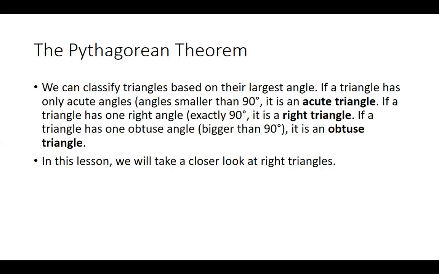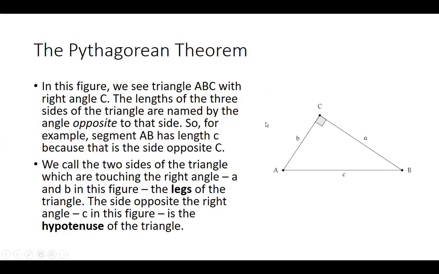So right triangles, what we're going to be taking a closer look at, have one right angle in them, a 90-degree angle. In this figure, we see triangle ABC with right angle C. The lengths of the 3 sides of the triangle are named by the angle opposite to that side. So angle C is opposite side C. Angle A is opposite side A, and angle B is opposite side B.